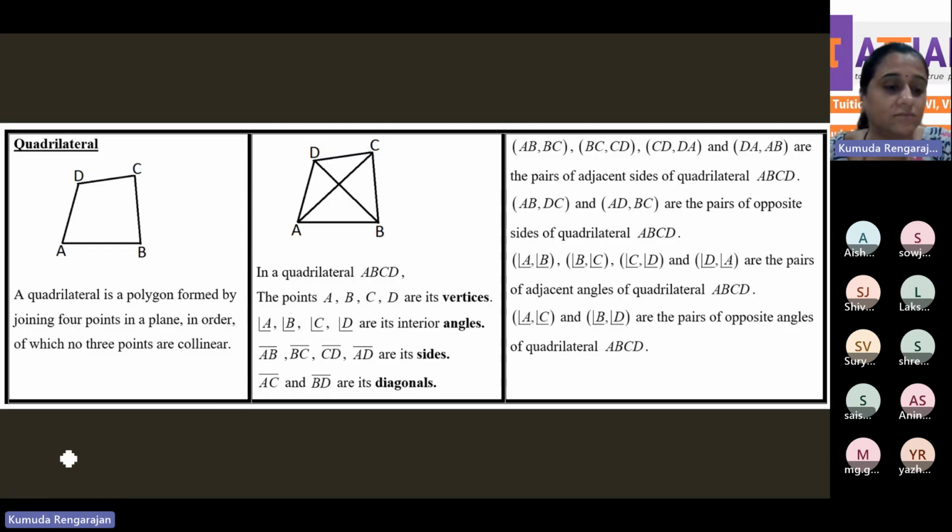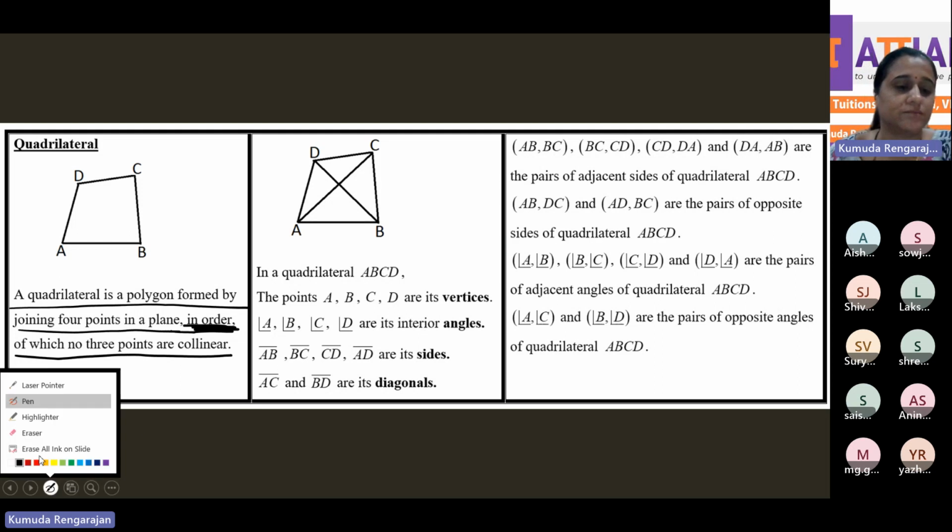That's the definition of a quadrilateral. A quadrilateral is a polygon formed by joining 4 points in a plane. Plane meaning a plane surface. Any flat surface is a plane. In a plane, you should join the points in order, of which no 3 points are collinear.